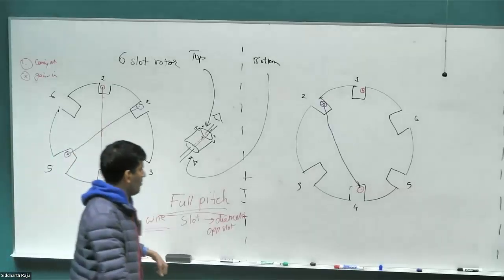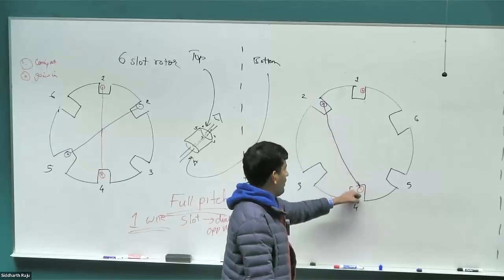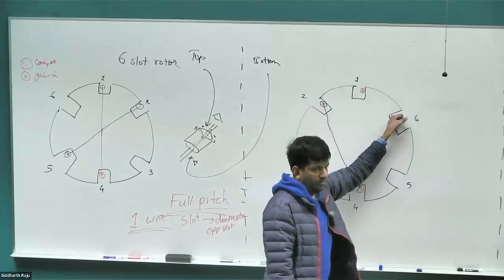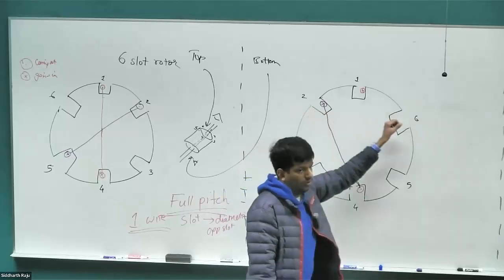In the bottom view, we have multiple options. We can go from slot 4 to slot 2, or we can also do slot 4 to slot 6. Right? There are multiple different winding options. One is called progressive winding, and one is called retrogressive winding.